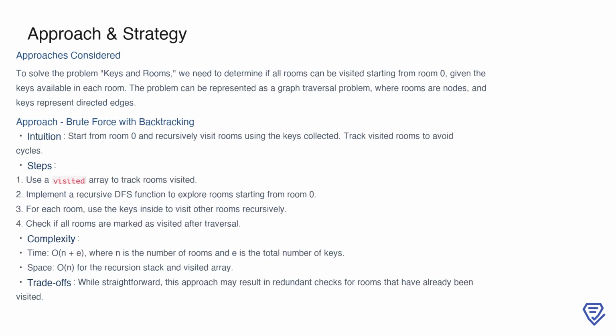To solve the keys in rooms problem, we can think of it as a graph traversal exercise. Here, each room acts as a node, and the keys inside a room represent directed edges to other rooms. One straightforward way to approach this is through a brute force method using backtracking. The idea is to start from room 0 and recursively explore all the rooms by using the keys we collect. To avoid unnecessary cycles, we maintain a visited array to track which rooms have already been accessed.